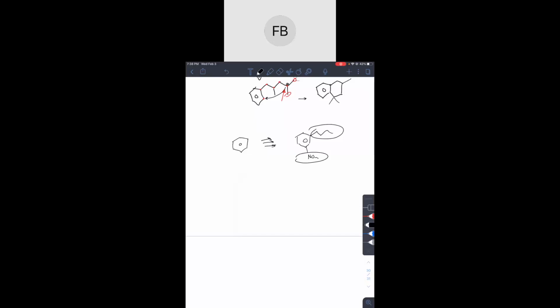Also, what position are they to each other? These are meta to each other. And if you look at NO2 on your list, where is it? Very, very strongly deactivating. It's the most deactivating thing on there. It is meta-directing though, but it's very, very deactivating. So what would be a better solution to this? You could just put the NO2 and then do an alkylation.